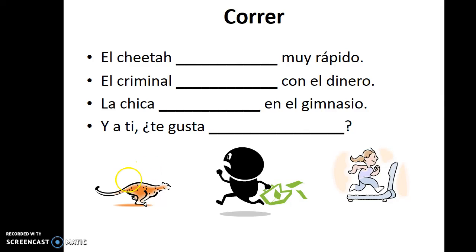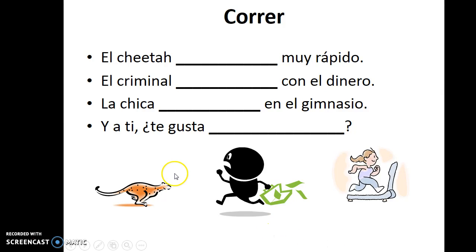Alright, now we have el criminal con el dinero. So he runs away, he runs with the money. El criminal, singular, corre con el dinero. And now we have la chica en el gimnasio, another singular one. So these are all corre. El chita corre, el criminal corre, la chica corre.